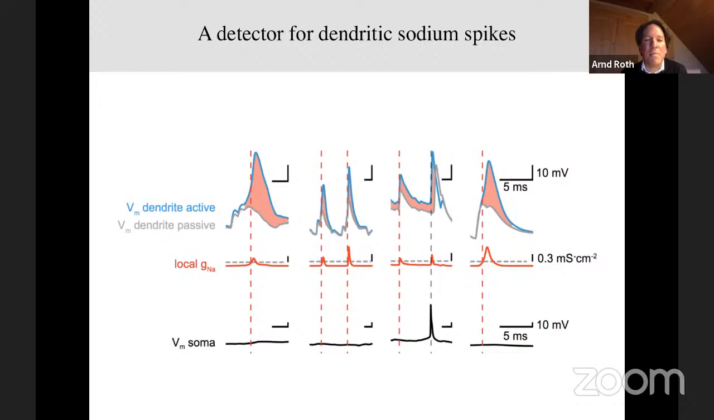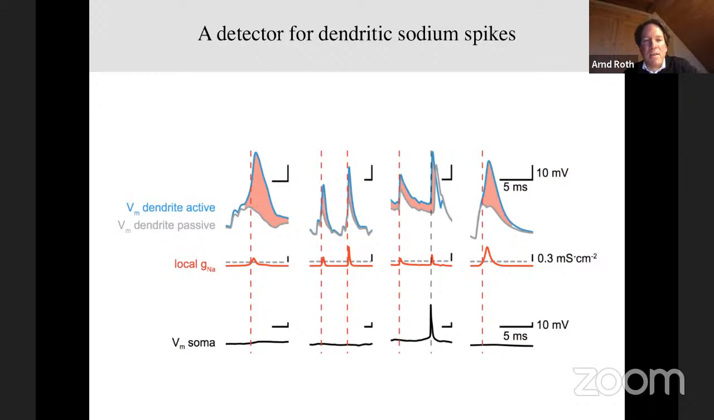We repeat exactly the same history of synaptic activations, and we run it first with the full model with all the channels present. That's the active model. And then we run the same simulation with, say, dendritic sodium channels knocked out. And we look at the difference in local voltage between the full simulation in blue and the passive dendrite simulation in gray. And if that deviates by a certain percentage, we say there's an active event here. That depends on dendritic sodium channels.